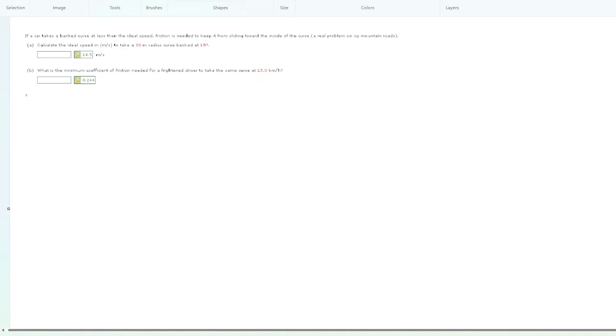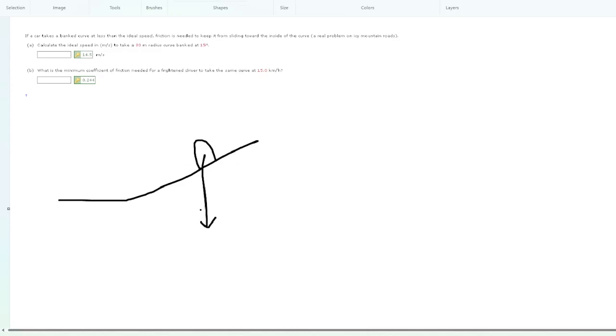If a car takes a banked curve at less than ideal speeds, friction is needed to keep it from sliding towards the inside of the curve. A real problem on icy roads. Okay, so let's imagine this really quickly, just for the sake of this problem. Let's imagine you're driving on this road, and you're just standing here, and this is ice or something with a really low coefficient of friction. What happens here?